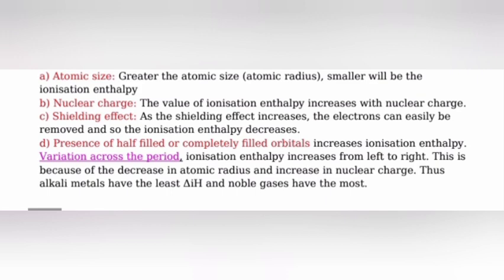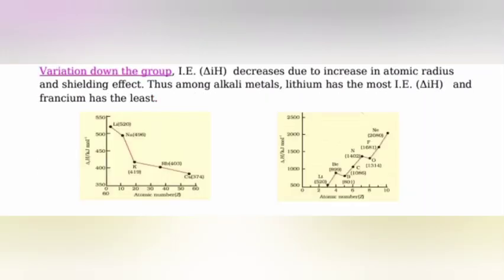Variation across the period: ionization enthalpy increases from left to right. This is because of the decrease in atomic radius and increase in nuclear charge. Thus, alkali metals have the least ionization enthalpy and noble gases have the most. Variation down the group: ionization enthalpy decreases due to the increase in atomic radius and shielding effect. Thus, among alkali metals, lithium has the highest ionization enthalpy and francium has the least.